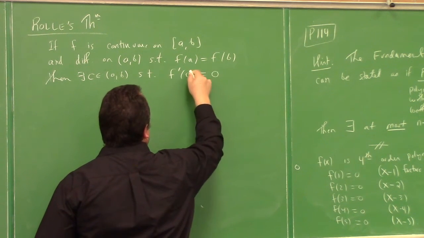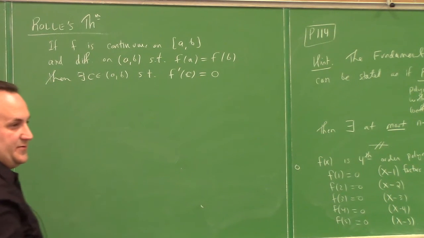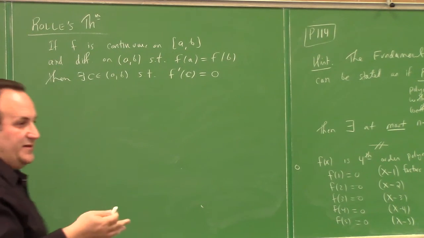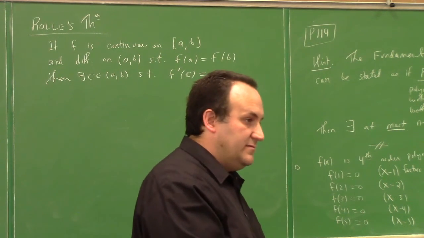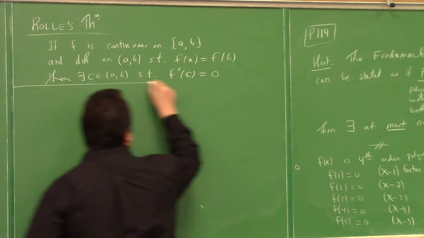So really, Rolle's theorem is a special case of the mean value theorem, because that average rate of change, f of b minus f of a over b minus a, is 0 in this instance.